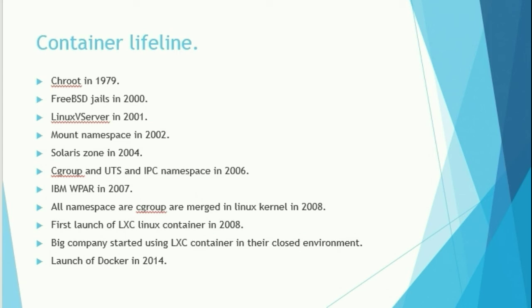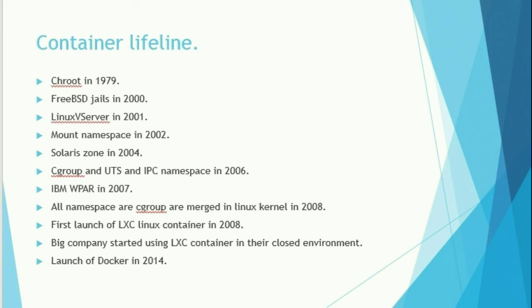Then we had zones in Solaris in 2004. With Solaris zones, similarly, we have to create a VM. Those are called zones, on a bare operating system without any hypervisor. Then again, the next big thing came when we got two more namespaces, UTS and IPC, which were created in the Linux kernel, along with cgroups to limit the resources used by a process.